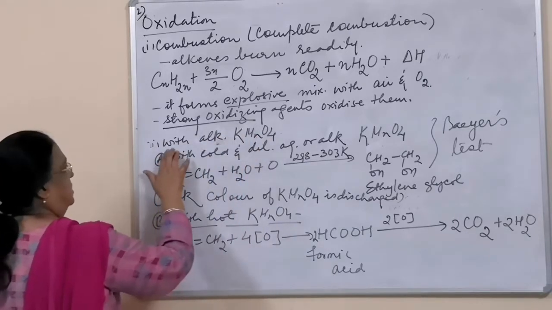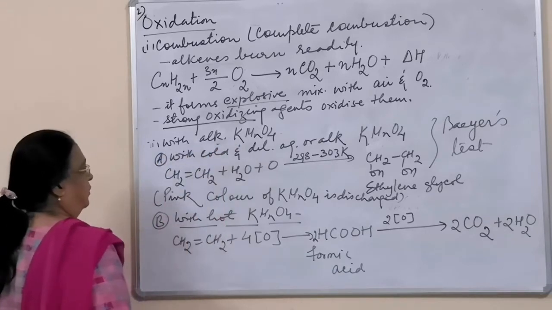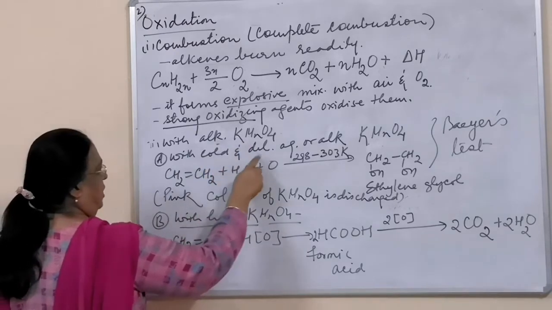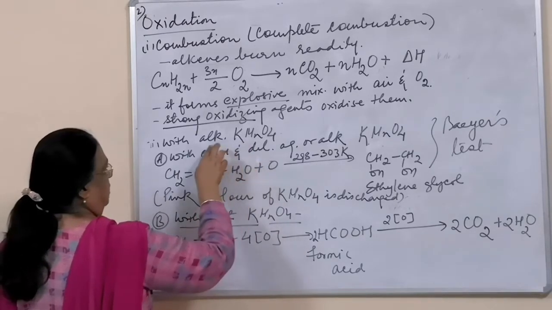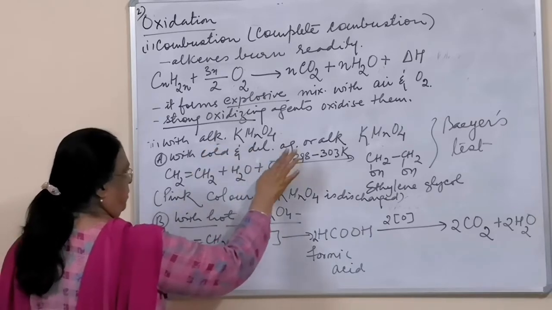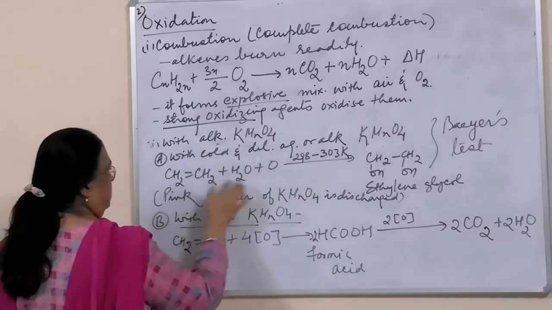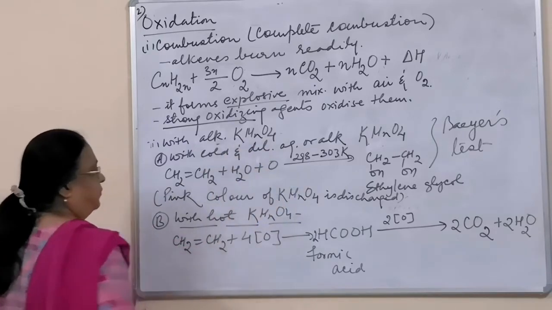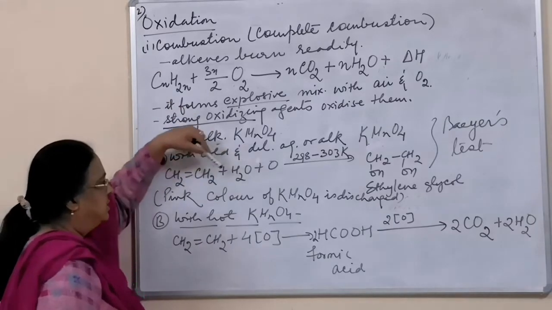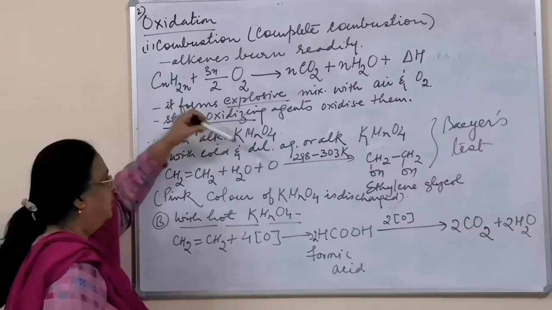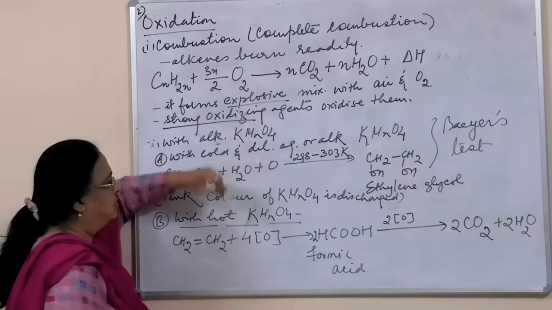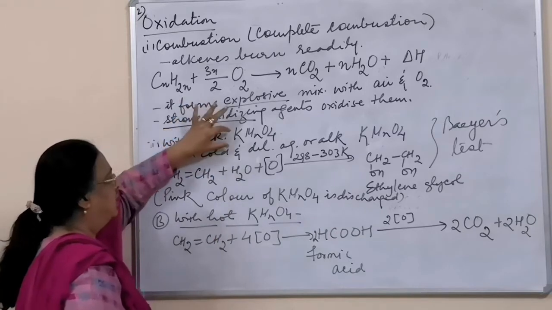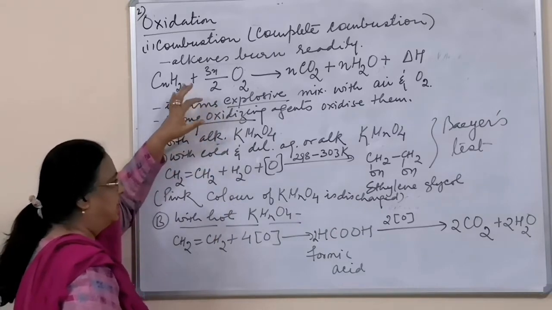So oxidation with alkaline KMnO4. First is when alkaline KMnO4 is cold and dilute. It can be alkaline or it can be aqueous also. So when this is here, this represents nascent oxygen from alkaline KMnO4. Here in this reaction you don't see any KMnO4. Actually this nascent oxygen which we have taken here is obtained when KMnO4 is treated with the alkali.